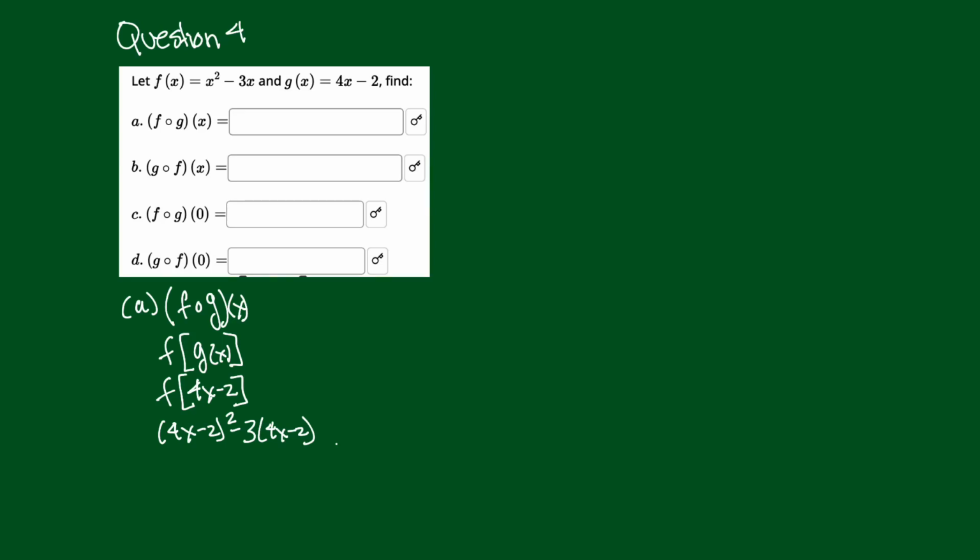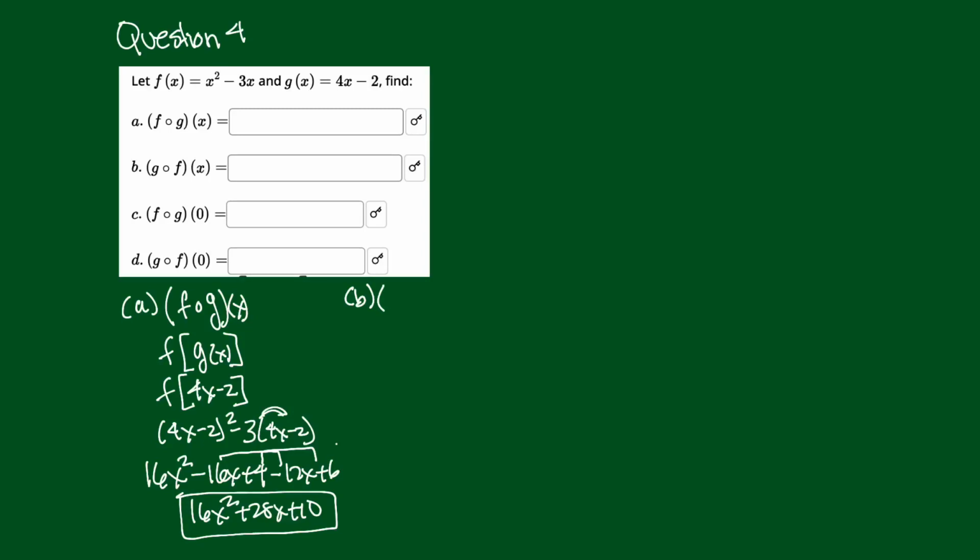So let's square. 16x squared, multiply them together and double it, minus 8x doubled, minus 16x, square the last, plus 4. Take that negative 3 through, so we'll get minus 12x plus 6. And then this will give us 16x squared, minus 16x minus 12 is minus 28x, and 4 plus 6 is a 10. There we go.